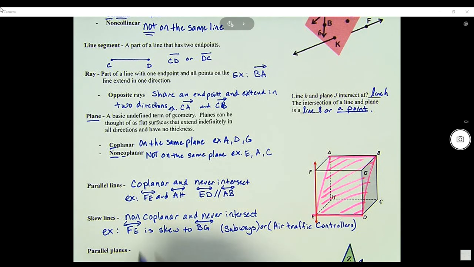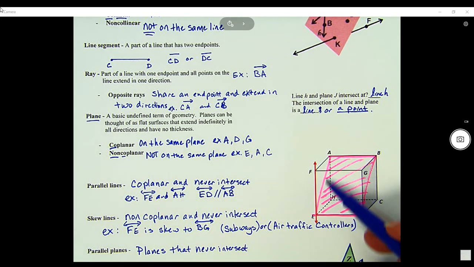Parallel planes are just like that, planes that never intersect. So you'd want to think of opposite sides of a box. So this plane here and that plane there are never going to intersect, or opposite sides of a room, like the floor and the ceiling.